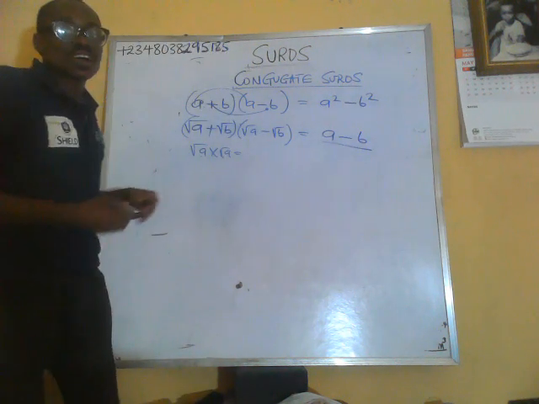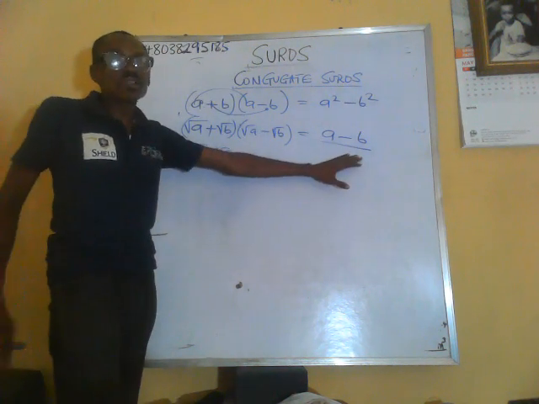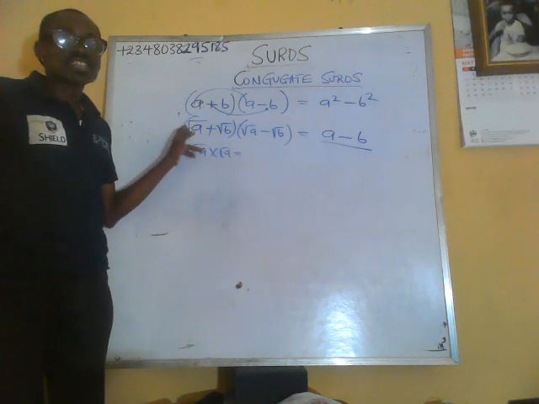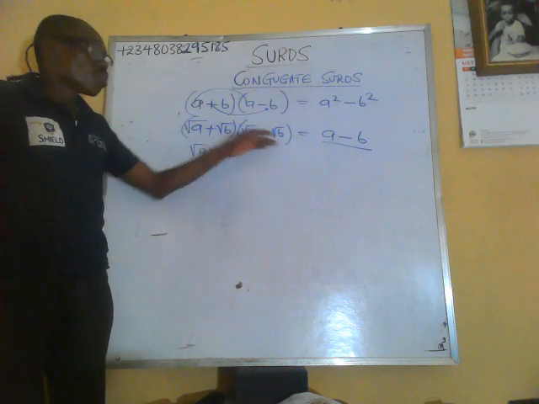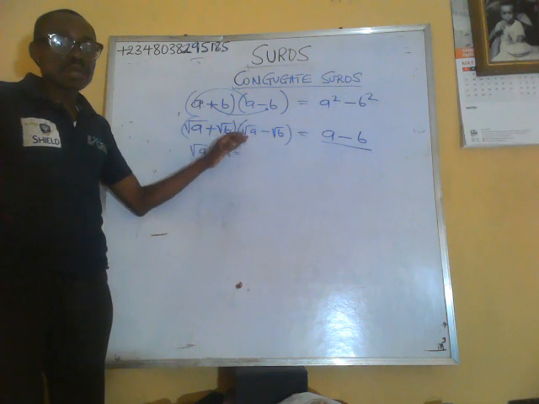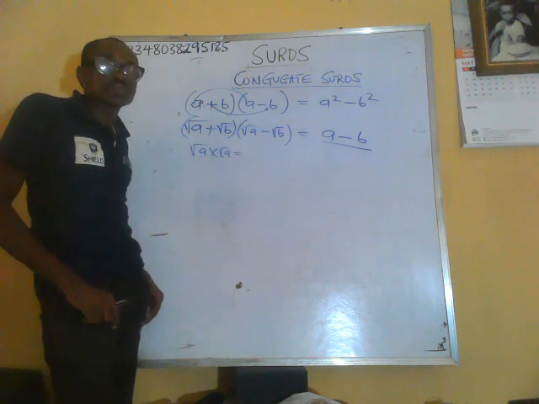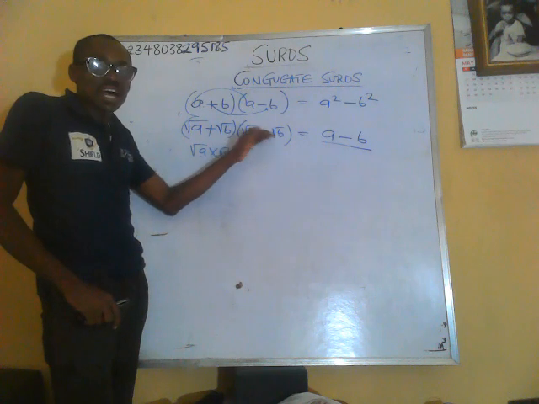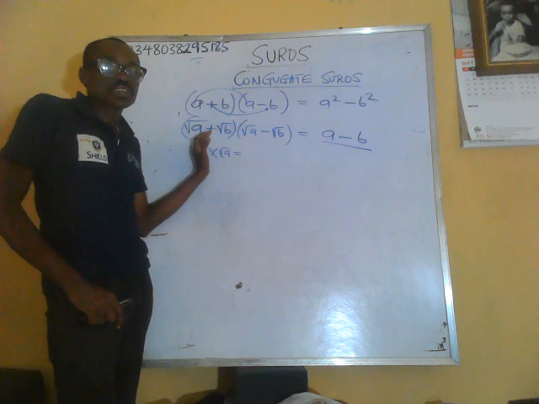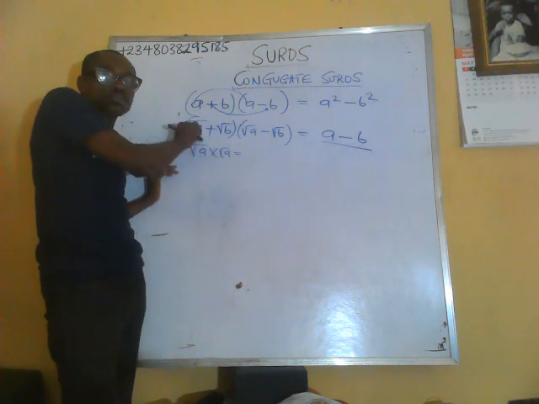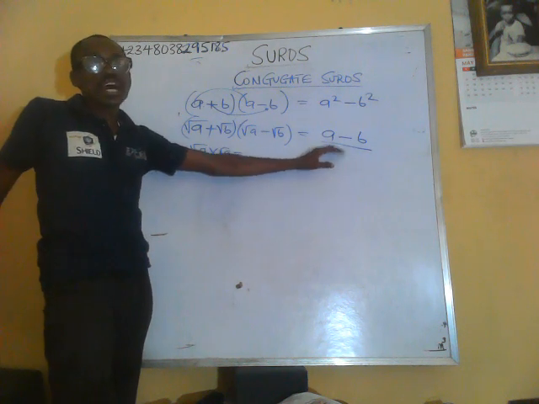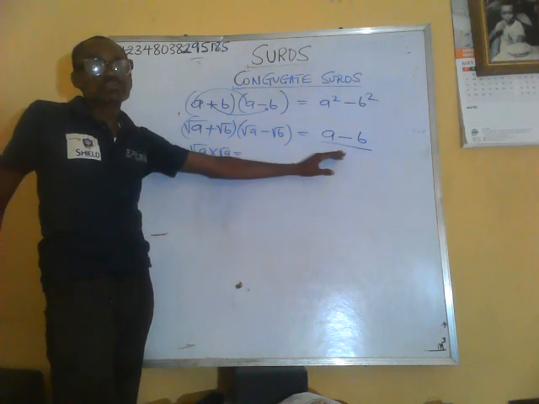So right now, we have a rational number. This is now a rational number. These were irrationals: root A is irrational, root B is irrational. But now, when we multiply root A plus root B by root A minus root B, it gives you a rational number. So this is actually the conjugate surd of this one. The conjugate surd of root A plus root B is root A minus root B, as it gives rise to a rational number when multiplied together.